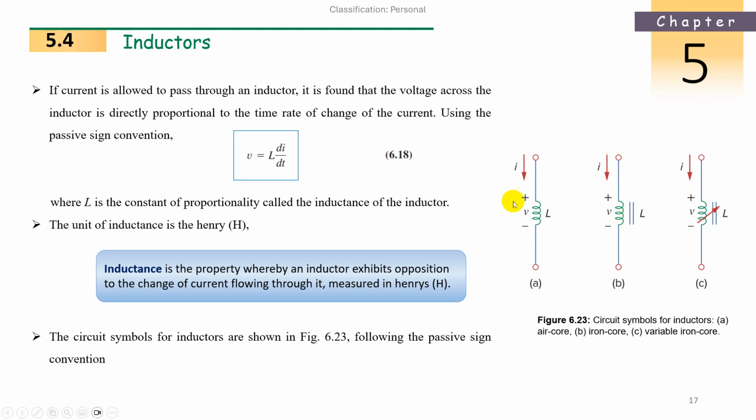Some inductors are without a core, just in the air. Inside there is nothing; you can pass air inside. So there are no lines, two lines are not there. Like this, we have three different shapes of inductors. One is the air core inductor, the second is the iron core inductor, and the third is the variable iron core inductor.